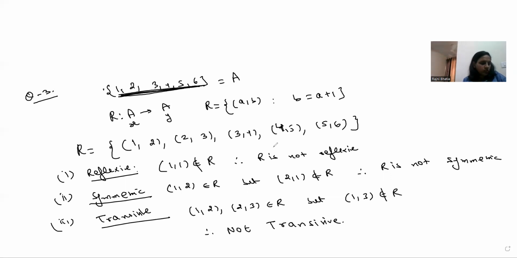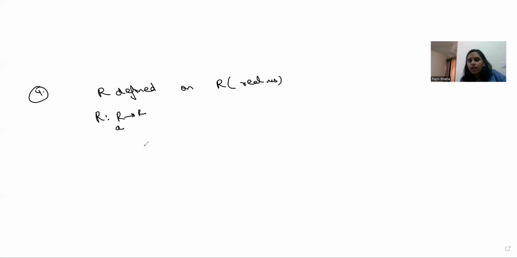Now we'll move to the next question, question number 4. Question number 4 is, the relation R is defined on the set R of real numbers. It means R is defined from R to R. That means all the a are real numbers, all the b are real numbers. The relation is defined as R = {(a, b) such that a ≤ b}, and we need to show the relation is reflexive and transitive, but it is not symmetric.